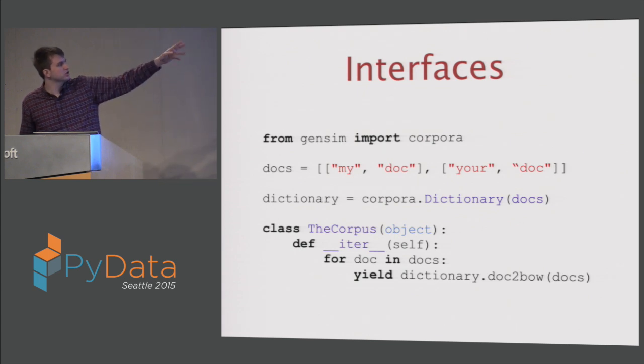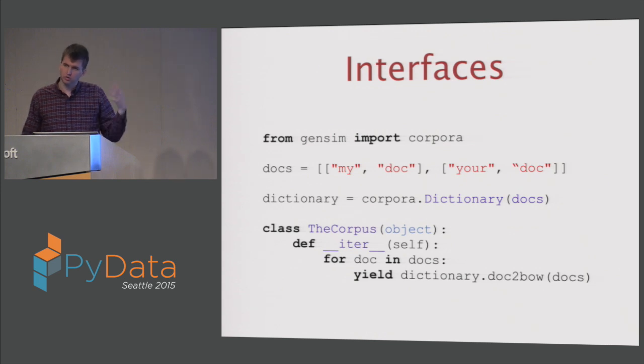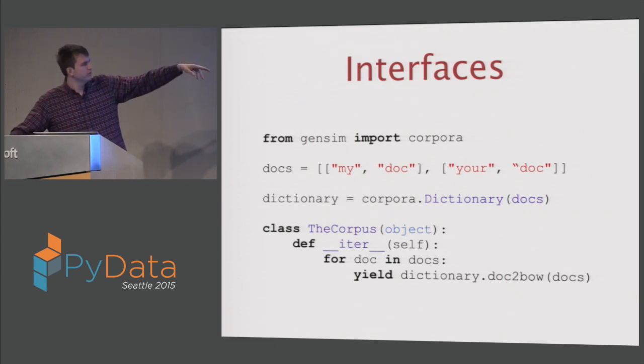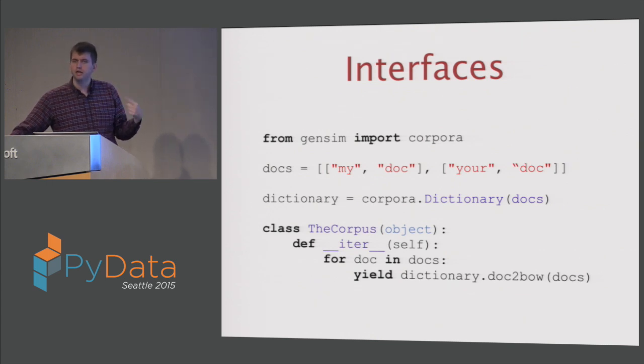You can then pass this set of documents to the dictionary. It will read through it and ascribe an ID to each term. Once you do that, you define the corpus, you override the iter method, you have your documents, and you just loop through them and yield out the bag of words representation, which is like this vector space model.